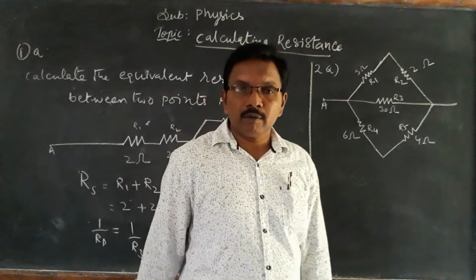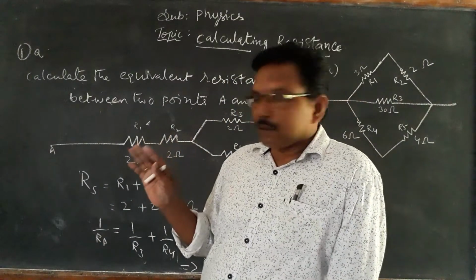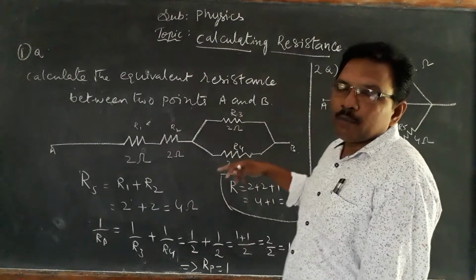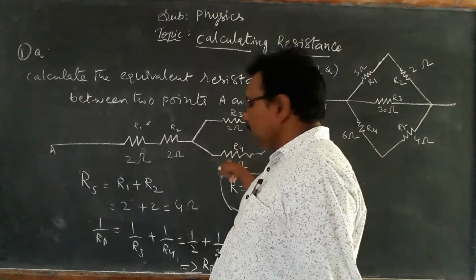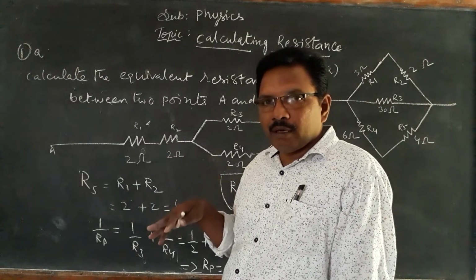So formula for series, simply add. Formula for parallel, 1 by R1 plus 1 by R2. You will get the result after doing the addition of fractions.